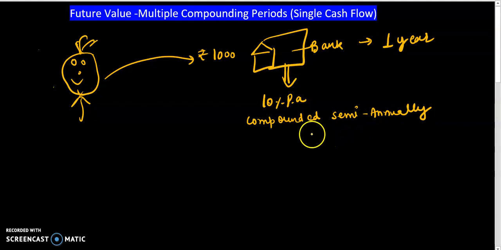Now, what does it mean by semi-annually? Compounded semi-annually means bank pays interest after every 6 months. So, if the deposit is of 1 year, bank will pay interest after every 6 months. So, in a 1 year, there are two compounding periods. Now, Mr. Bean wants to know the future value of 1000 at the end of year 1.